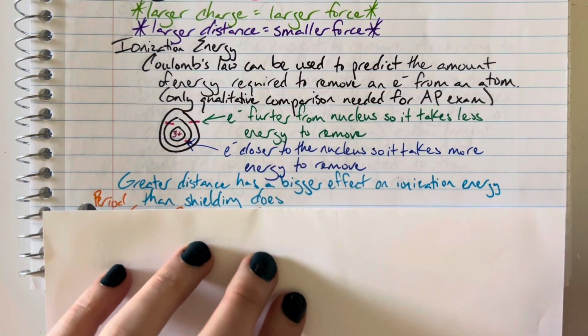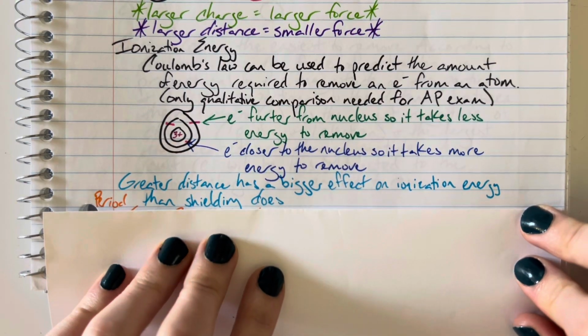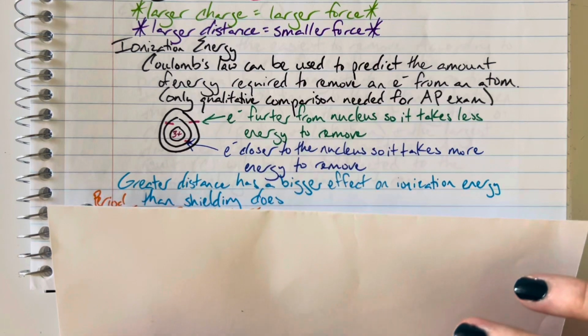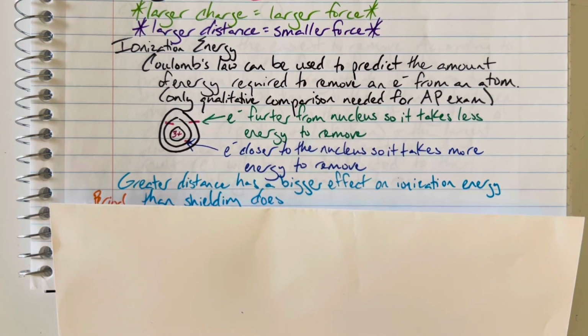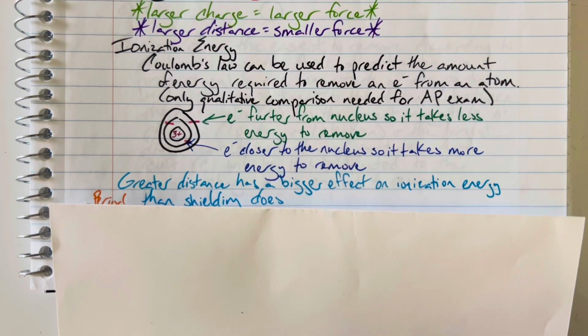The distance does have a much larger effect on ionization energy than shielding does. Shielding is the idea that we have electrons that are getting in the way and are kind of buffering between the outer electrons and the nucleus in terms of the pure amount of charge that they are attracted to. But since distance is squared, it is going to be the thing that has the larger effect overall.